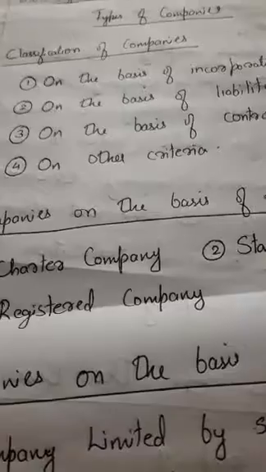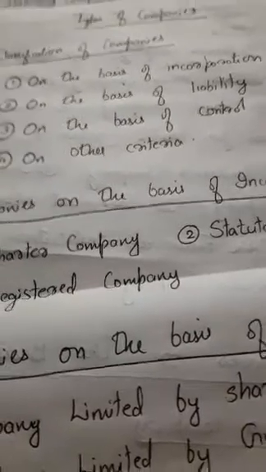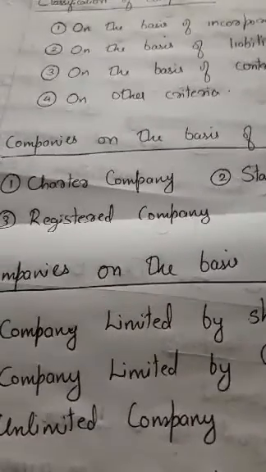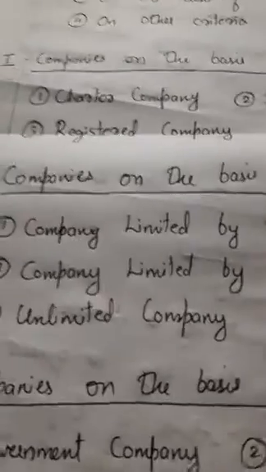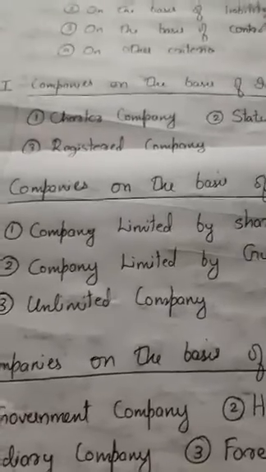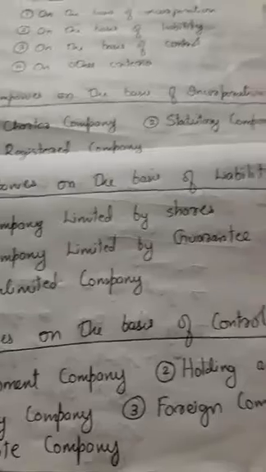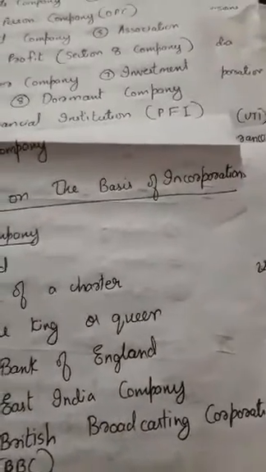In this video, we will discuss the classification of companies on the basis of incorporation and on the basis of liability. How is a company classified on the basis of incorporation? On the basis of incorporation, a company is characterized as charter company, statutory company, and registered company. And on the basis of liability, a company is classified as company limited by shares, company limited by guarantee, and unlimited company. Let's begin our topic: classification of companies on the basis of incorporation.